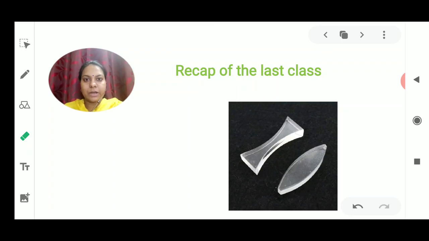Then we discussed reflection of light in detail, as the reflection of light follows two laws of reflection. After that we saw the properties of the image formed in the plane mirror, and then we saw that various curved surfaces also act as reflectors, as there are two types of mirrors, the concave mirror and the convex mirror.